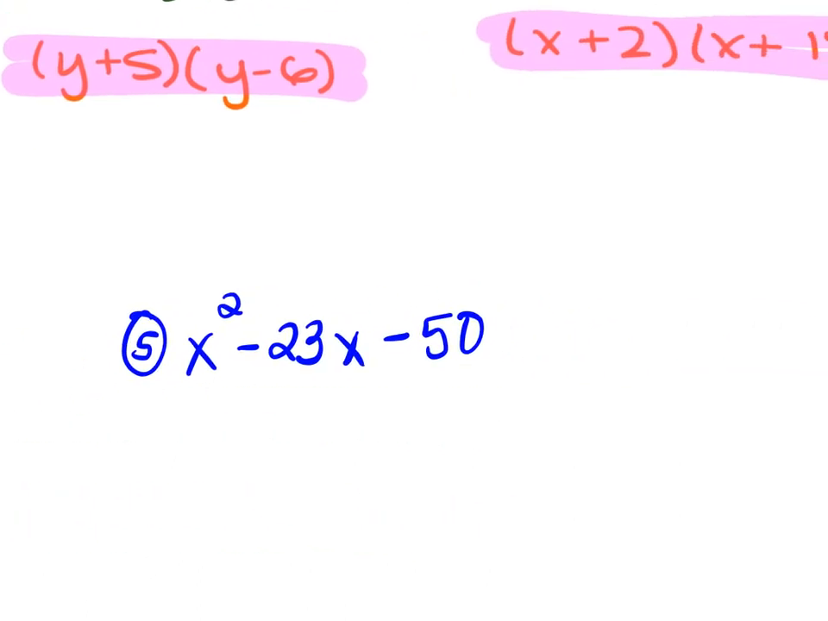For 5, we have x squared minus 23x minus 50. So your factors of negative 50 that add up to be a negative 25 are a positive 2 and a negative 25. So this factors out to be x plus 2 times x minus 23. Sorry, minus 25, not 23.